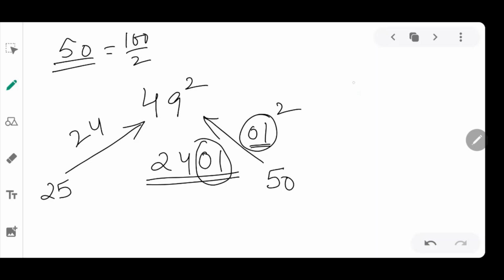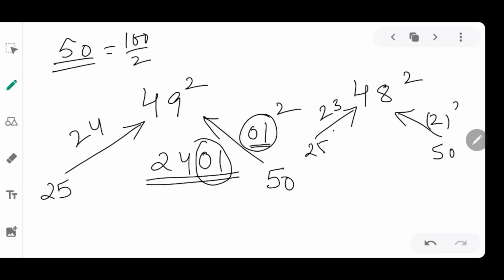If it is 48 square, you want to calculate how much away from 25 it is? 23. And how much away from 50 it is? 2. So the square of 2 will come out to be 4. So we have to put here 0, 4. And 23 will come here. So 2304 is the answer.